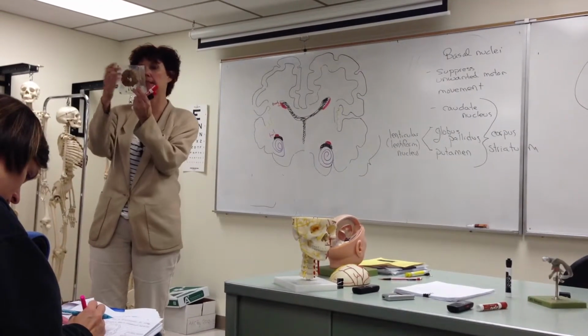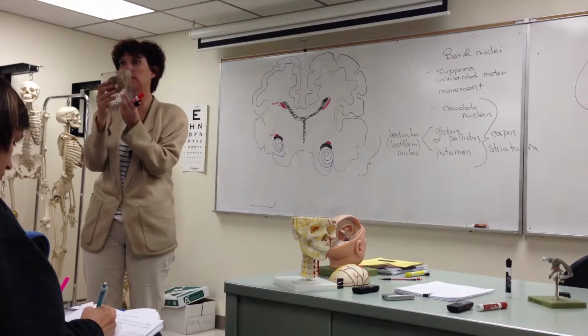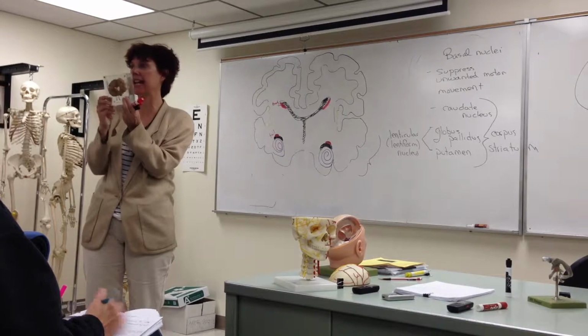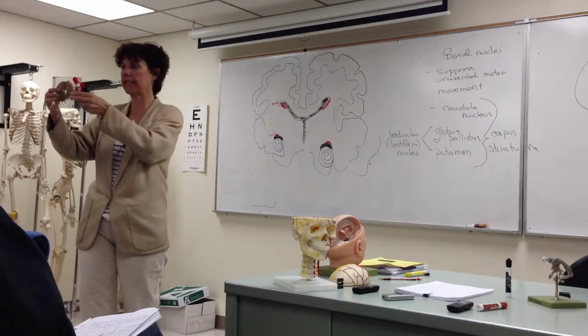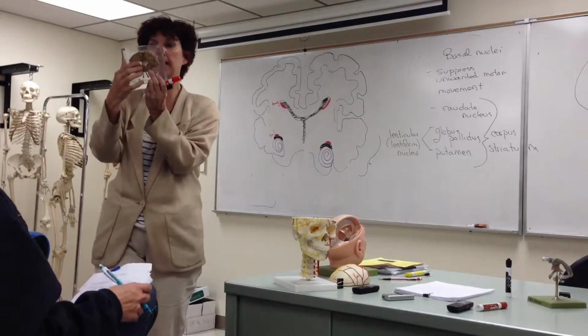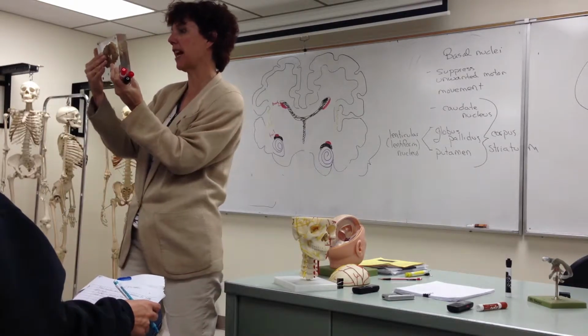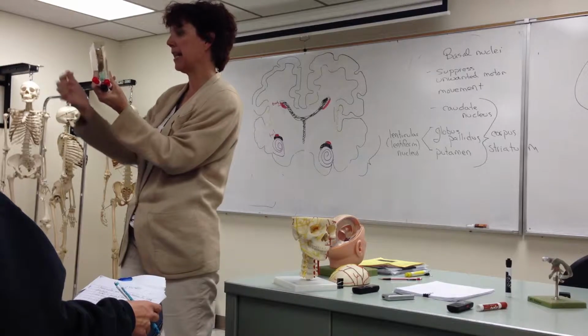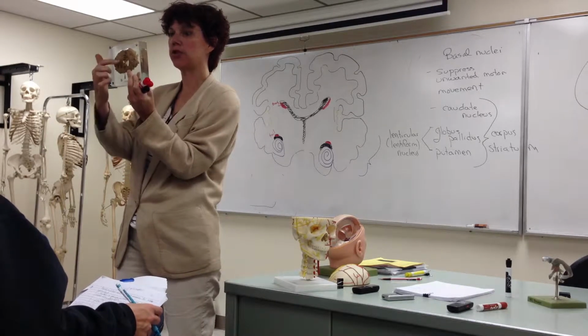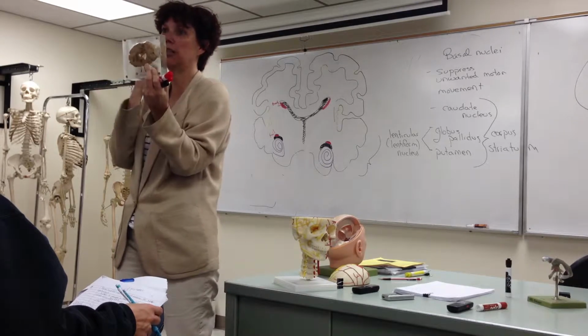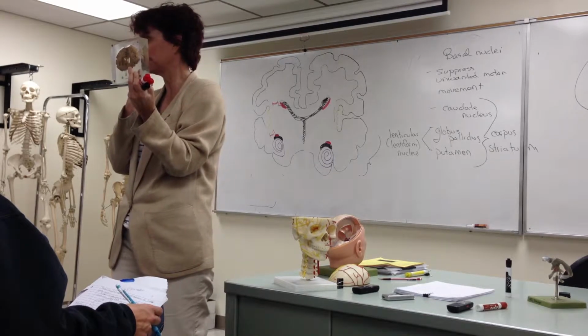Here is very close to the frontal lobe, but we're still seeing the lateral ventricle. And if you look at this view, you can see a brown region that's kind of bulging into that space. That's the head of the caudate nucleus. All right, so it's changing the contour of the lateral ventricle.